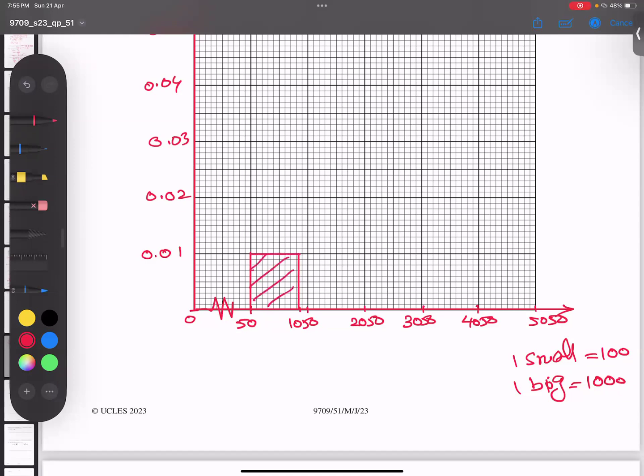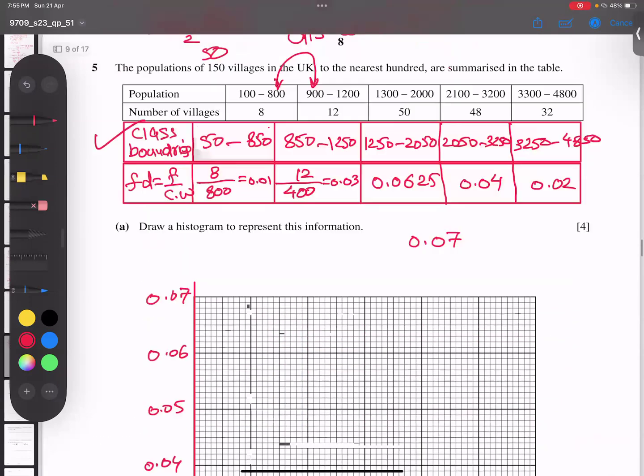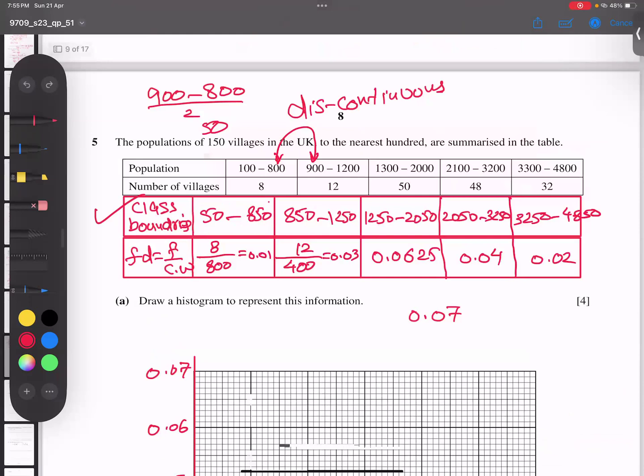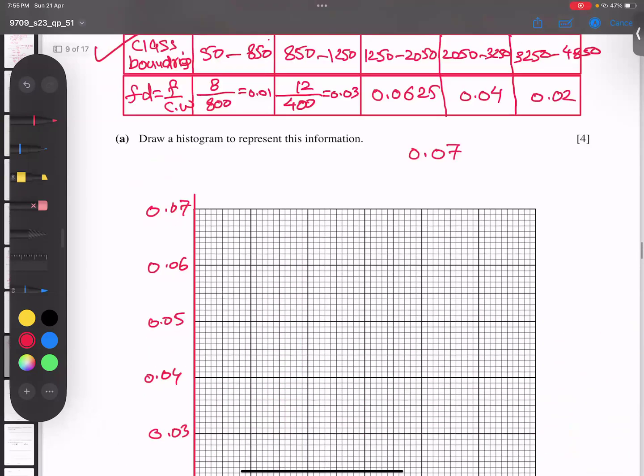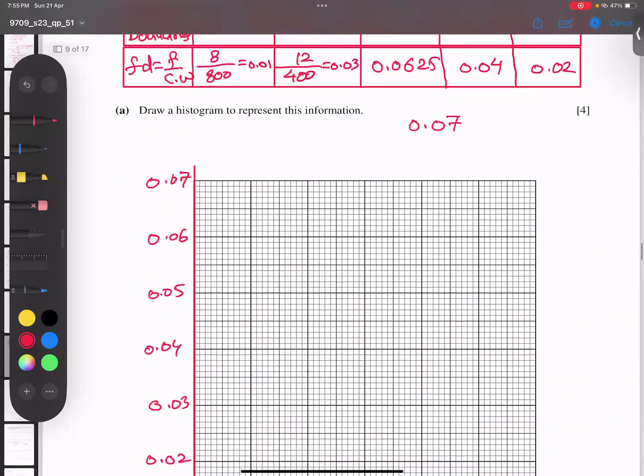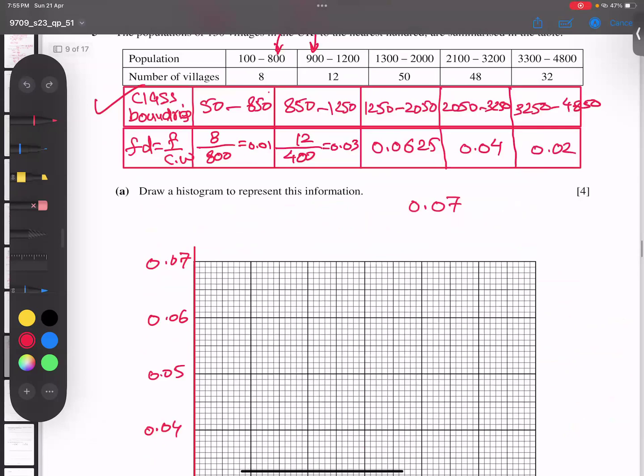Okay, students, have a look here. Let me recheck. Is it correct or not? Starting from 50, ending at 850, and height is 0.01. Make sure this number is 1,000 here. Not this one, this is 850. So if you want to make a difference, I'm writing here, this is 850 now. Let me check. Yeah, correct.